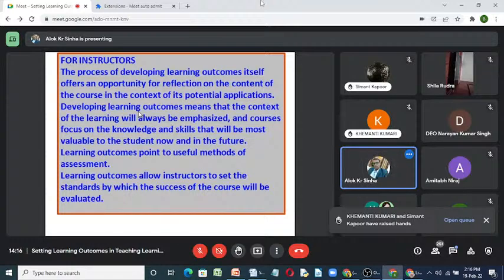Learning outcomes point to useful methods of assessment. Learning outcomes allow the instructor to set the standards by which the success of the course will be evaluated. So we can say that learning outcomes are effective tools for teachers to assess their students effectively, and with the help of these tools, a teacher can evaluate their students.